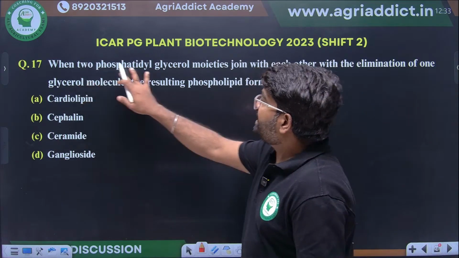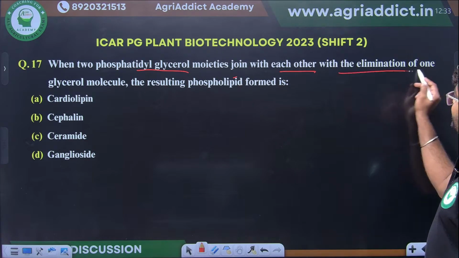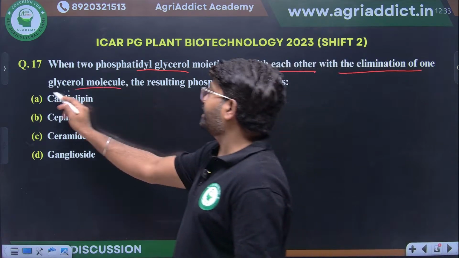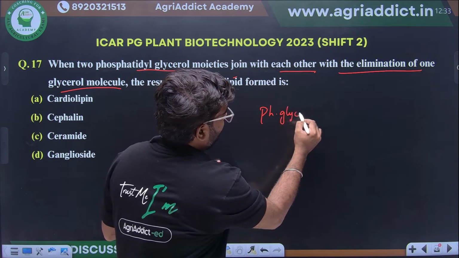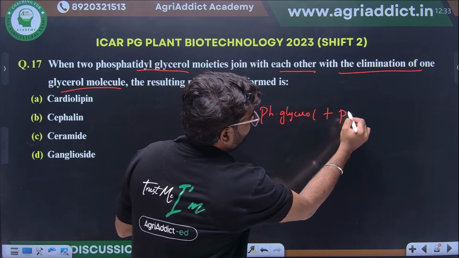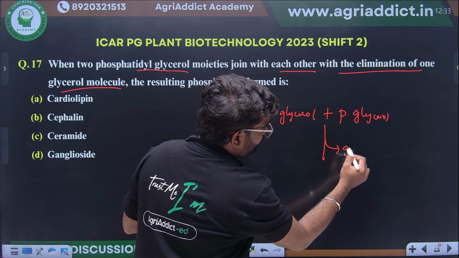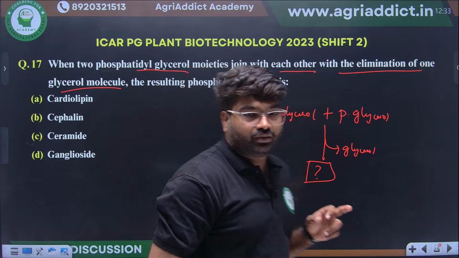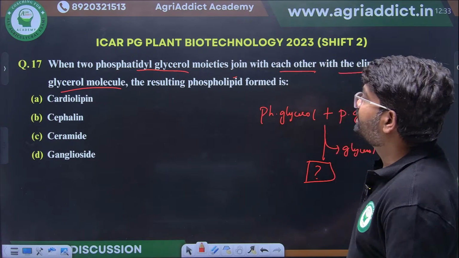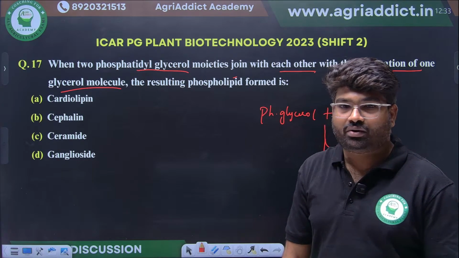When two phosphatidylglycerol moieties join with each other with elimination of one glycerol molecule, they are saying one phosphatidylglycerol molecule is binding with another phosphatidylglycerol. Here one glycerol molecule is removed. So what will be the compound formed? Whether cardiolipin, cephalin, ceramide or ganglioside, what will be formed?